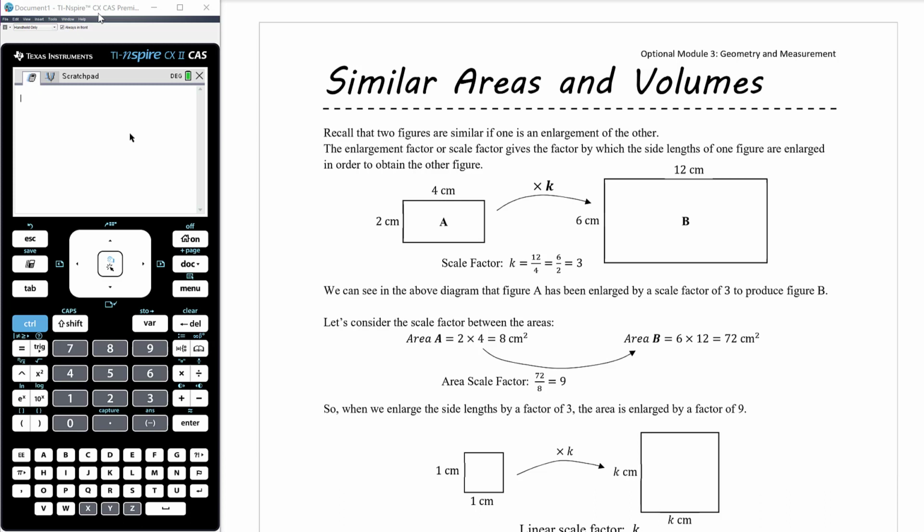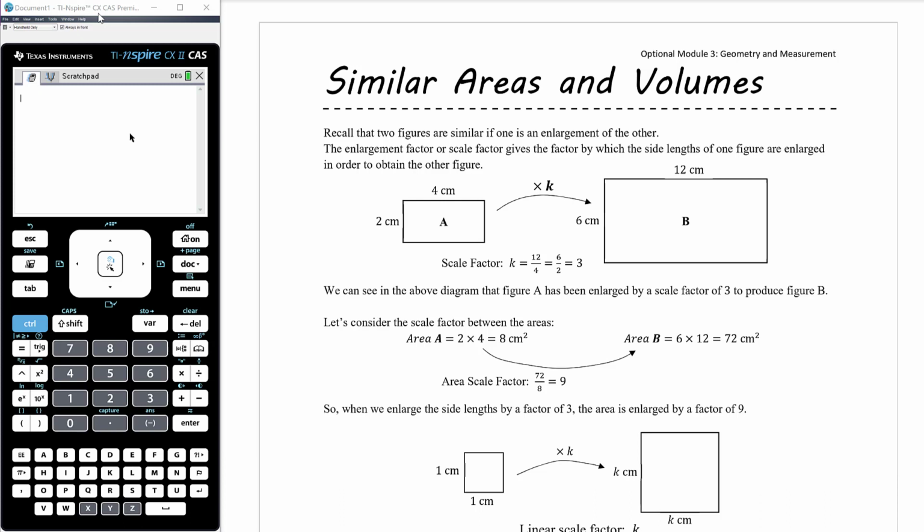So if we recall back to when we talked about similar figures and similar triangles, two figures are similar if one is an enlargement of the other. And the enlargement or scale factor gives the factor by which the side lengths are increased. So if we increase something by a scale factor of 2, we double all the side lengths.